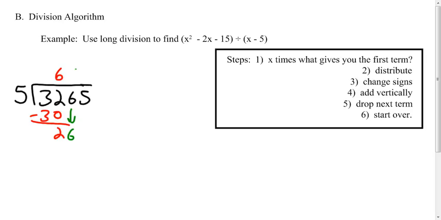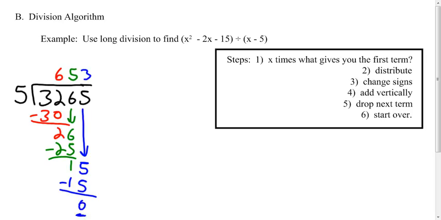5 goes into 26 5 times. 5 times 5 is 25. And 26 minus 25 leaves us with 1. And we still have to drop down this 5. So 5 goes into 15 3 times. 3 times 5 is 15. 15 minus 15 is 0, which is good because that implies then that there's no remainder.